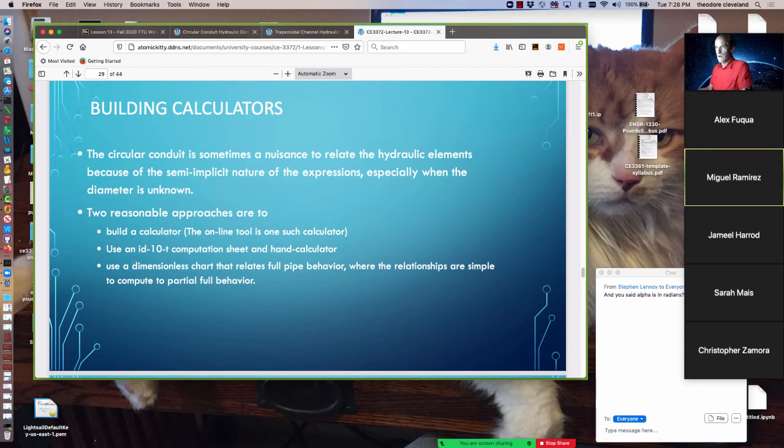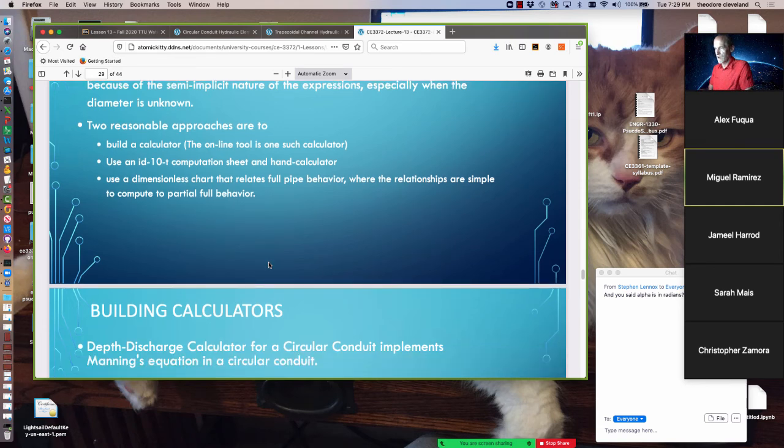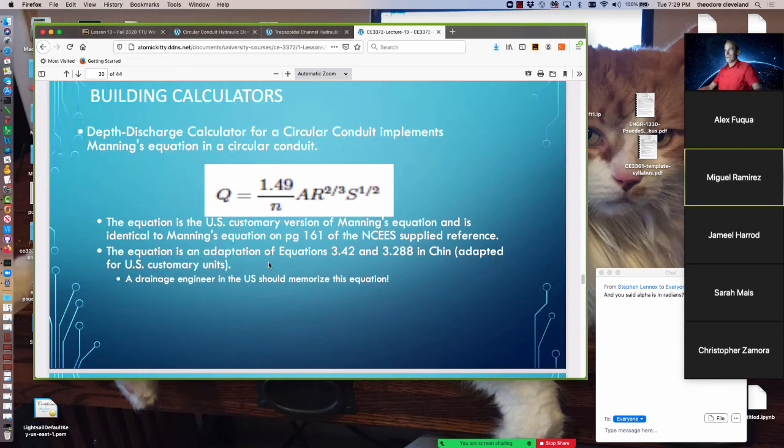The third approach would be to use a dimensionless chart, which relates full pipe behavior, because when the pipe is full, those geometric properties are fairly easy to calculate. The cross-sectional area of flow is pi d squared over 4. The hydraulic radius is d over 4. And we can apply them directly in Manning's equation. And if we have a dimensionless chart that relates partial to full behavior, then we can calculate the discharge for any fill depth. So all those three calculators depend on this equation.